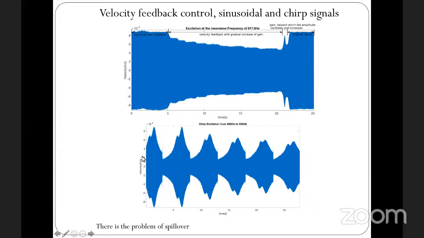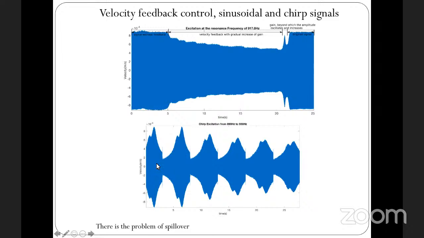Next, with the chirp signal. So this is the original signal, the original response, the first two cycles. And once I apply the control and increase the amplitude of the voltage to the patch, you can see this amplitude keeps on decreasing on and on.